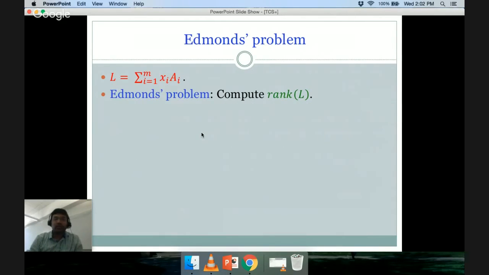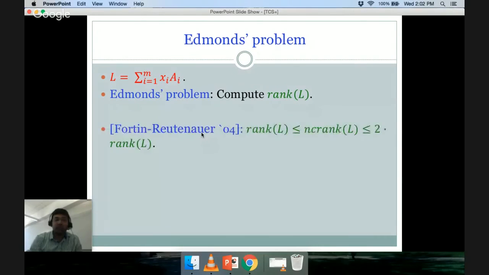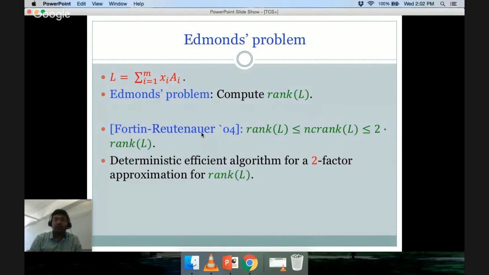So there's a very interesting application to the Edmonds problem. Notice that the Edmonds problem was computing the commutative rank of this symbolic matrix L. And what Fortin and Reutenauer proved in 2004 is that the commutative rank of L is at most the non-commutative rank, which is at most twice the commutative rank. So non-commutative rank provides a two-factor approximation to commutative rank, and our algorithm implies that there's a deterministic polynomial time algorithm for a two-factor approximation for commutative rank.